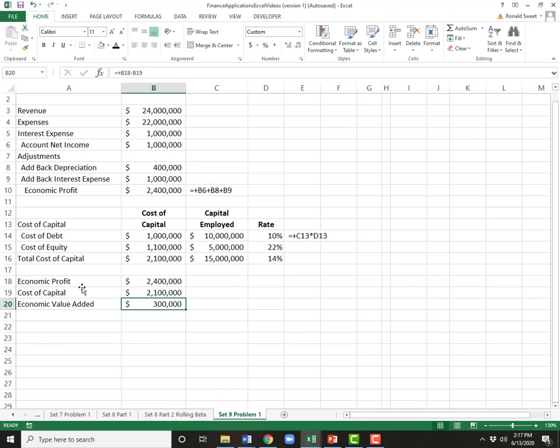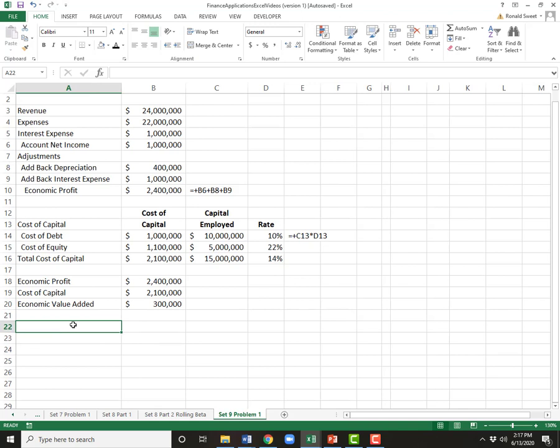That means she's covering all her costs of capital, the full 2.1 million. She's covering what she owes the bank. She's covering what she needs to make to compensate her for risk, and she's getting an additional $300,000. So she is running her business very, very well. Let's look at this again, but in percents.